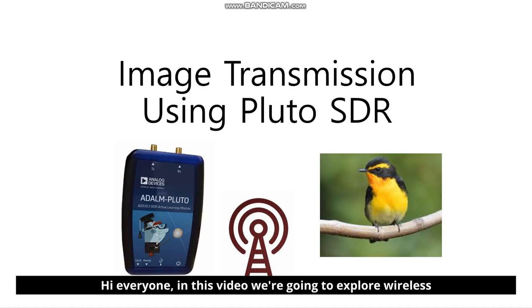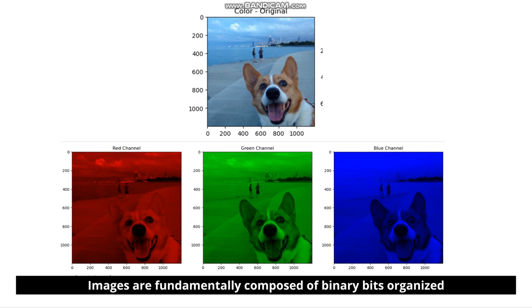Hi everyone, in this video we're going to explore wireless image transmission using a PlutoSDR device, building upon our previous video about wireless message transmission. Images are fundamentally composed of binary bits organized in a 3D matrix representing RGB color channels. The resolution of an image determines the number of pixels and consequently the amount of data required to store and transmit it. Transmitting a full-color image wirelessly presents significant challenges due to the massive amount of data involved.